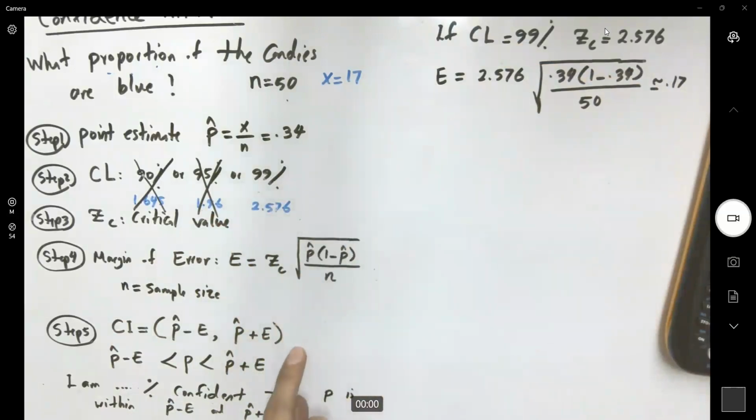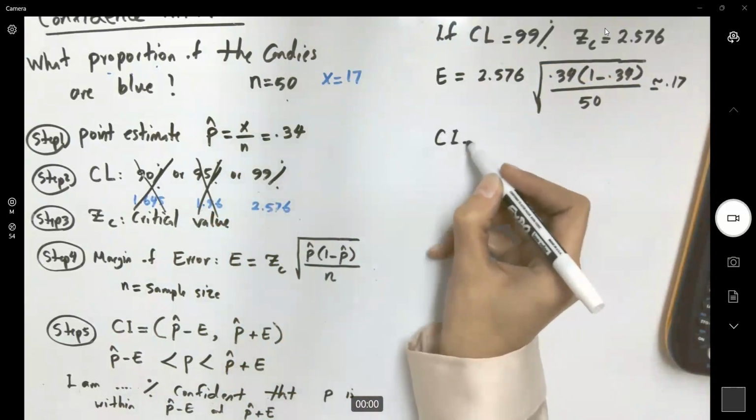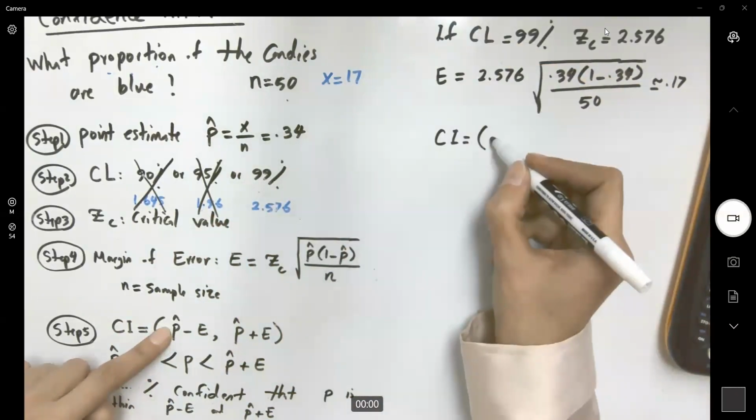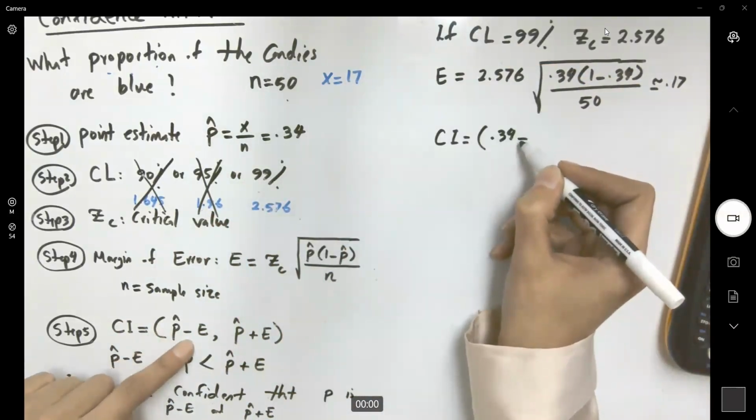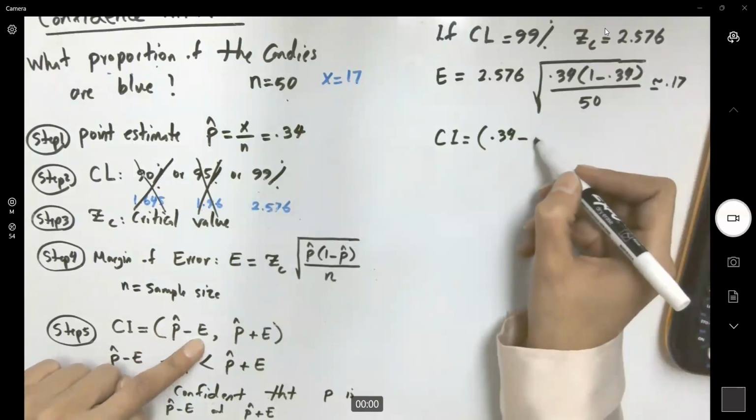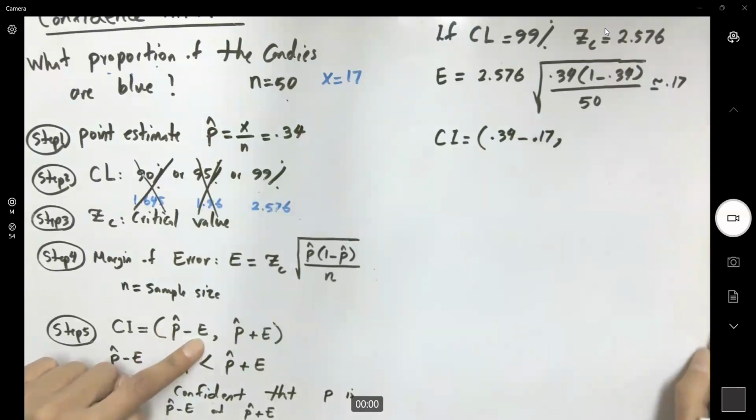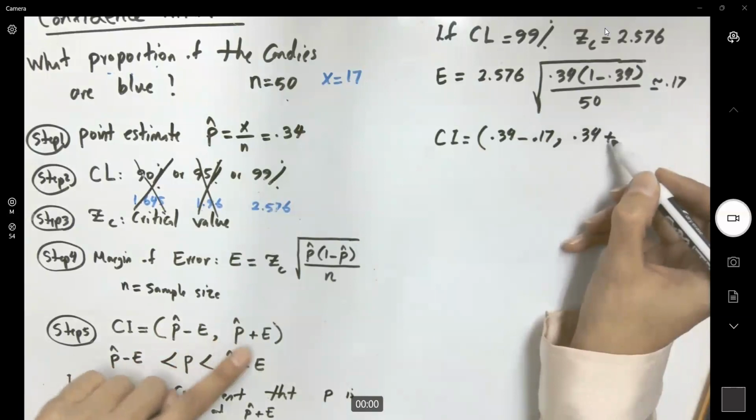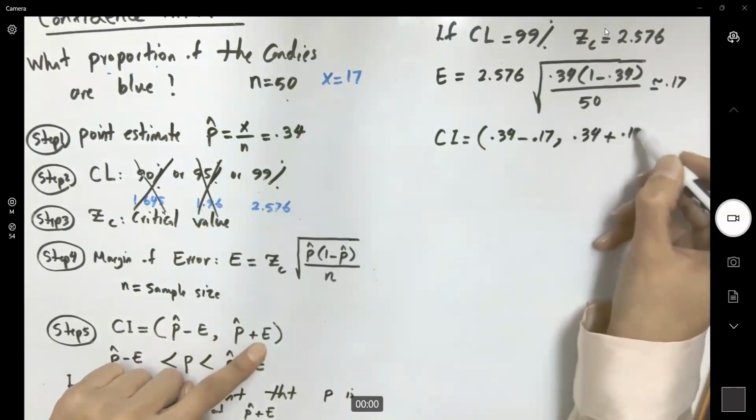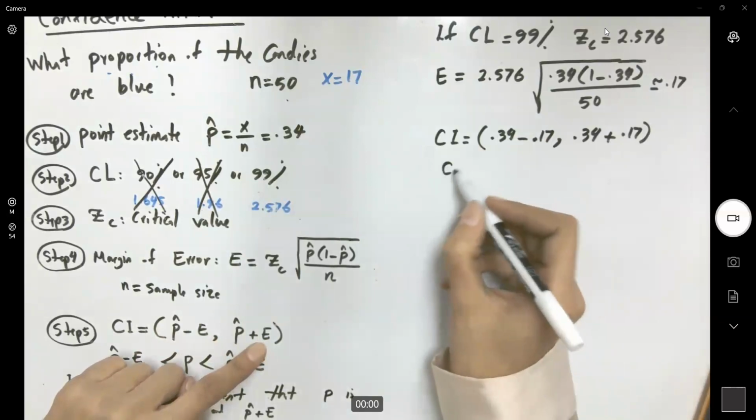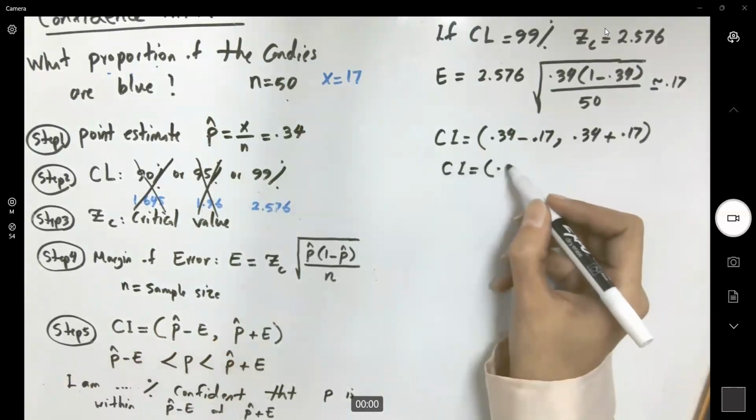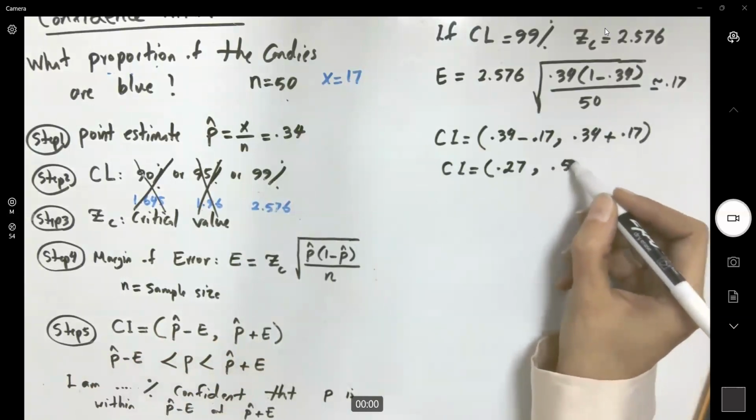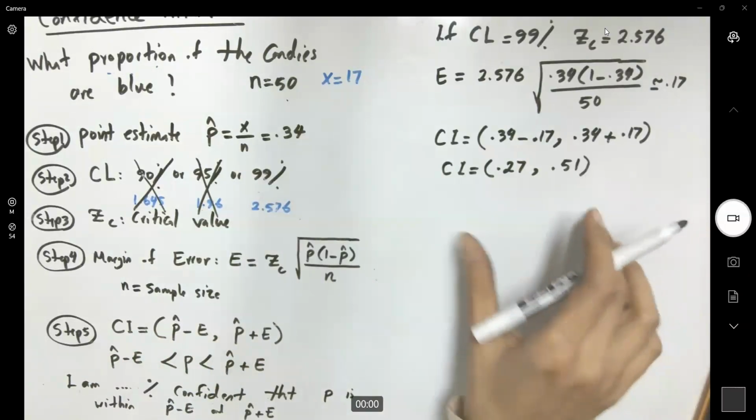Now I go to the final step, find the confidence interval, which is p hat. P hat is 34%, 0.34 minus E. I calculated the margin of error to be 17%, comma, P hat, which is 34%, plus E, the margin of error, which is 17%. So my confidence interval approximately is 0.17, and let's see here, we get 0.51. What's the meaning of that?